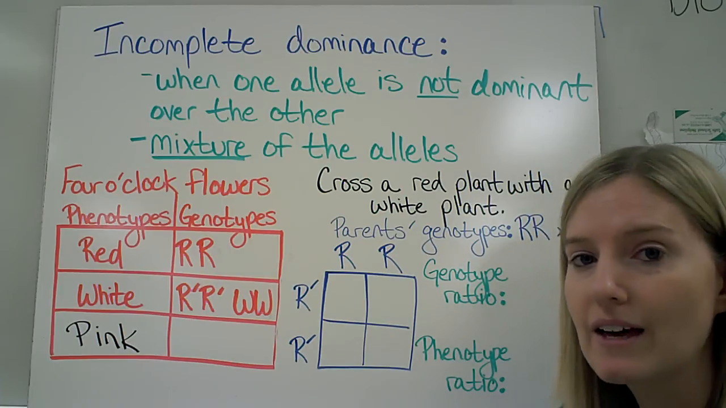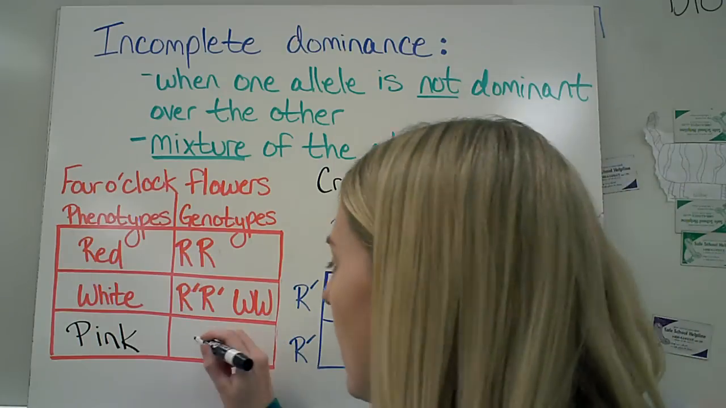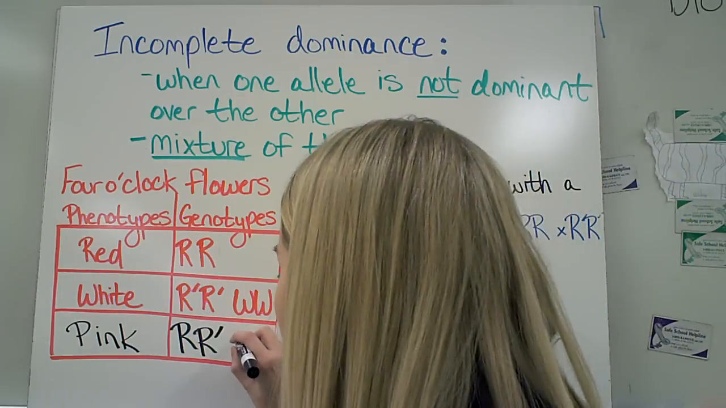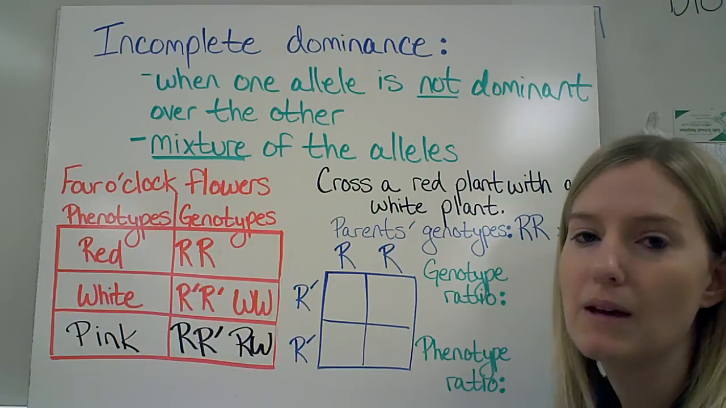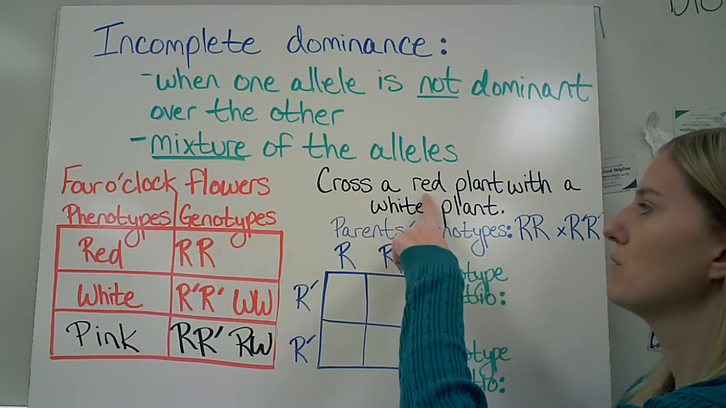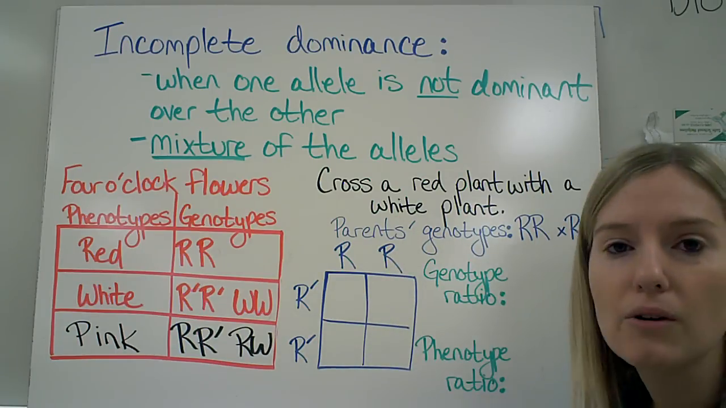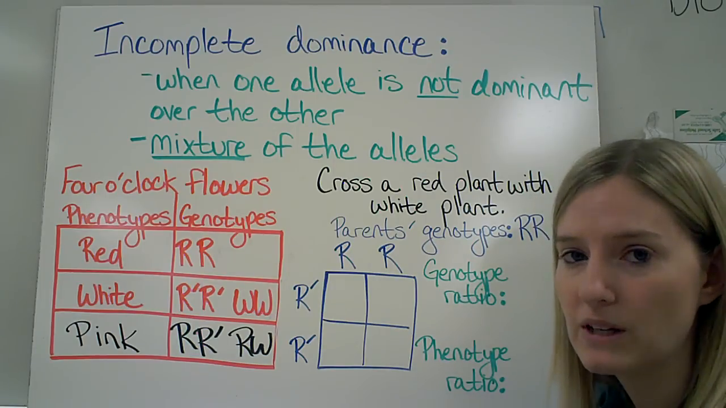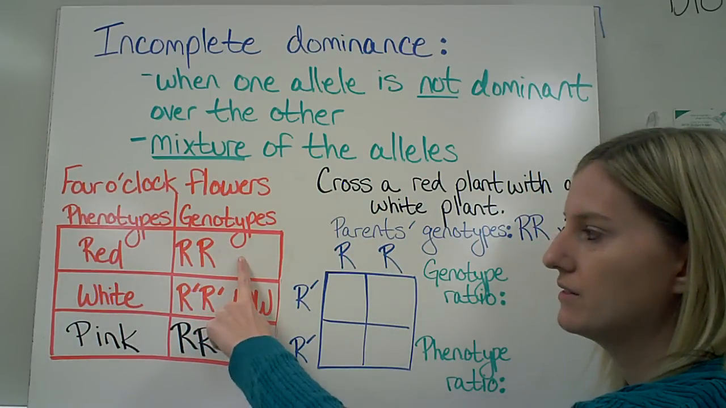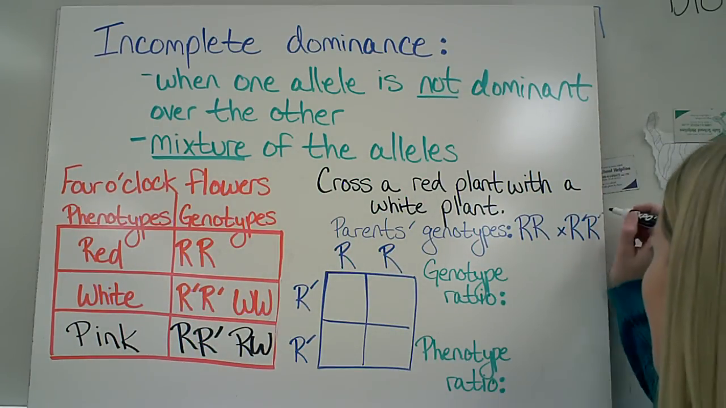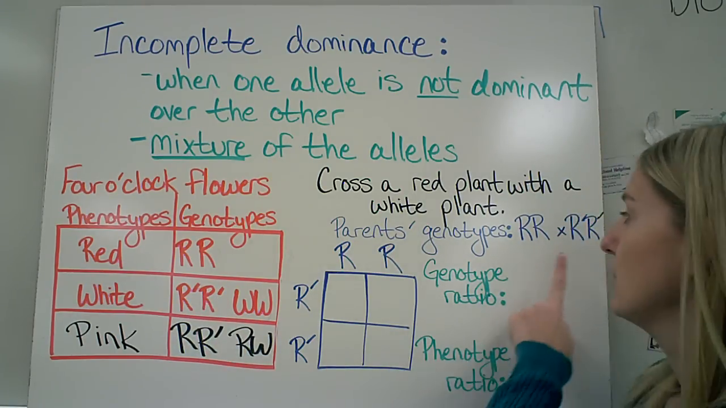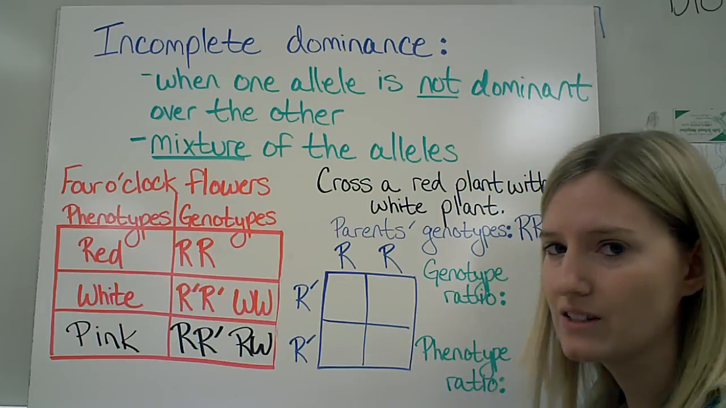Okay, so how would we get pink then? Well, we would either have big R with an R prime, or I can have big R, big W. Red and white make pink. So how would I do that for one of my crosses? I'm going to cross a red plant with a white plant. Just like always, I need to list what those genotypes would be for the parents. So I have big R for red, just like we had over here, and I have R prime for white, just like I had over here. Again, if you had big R, big W, that's fine too.